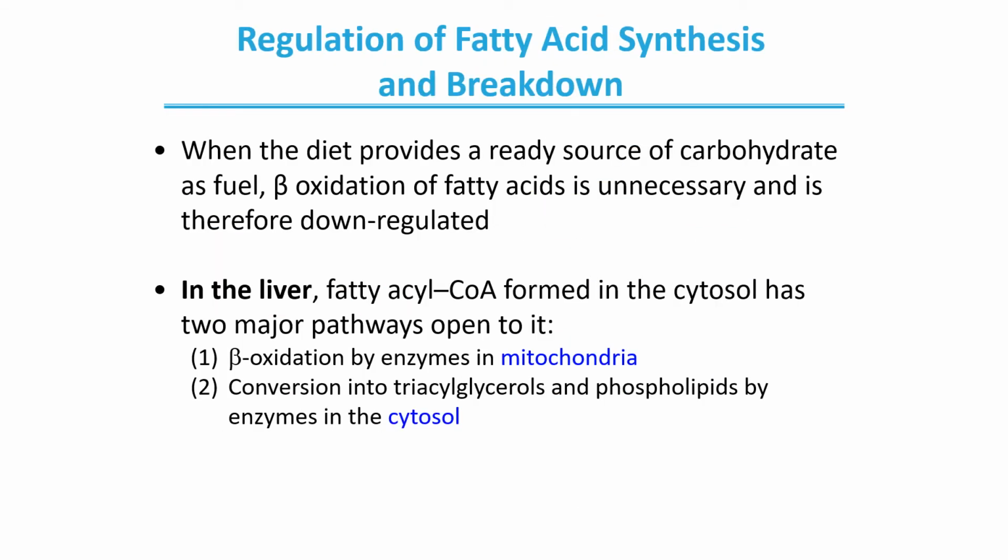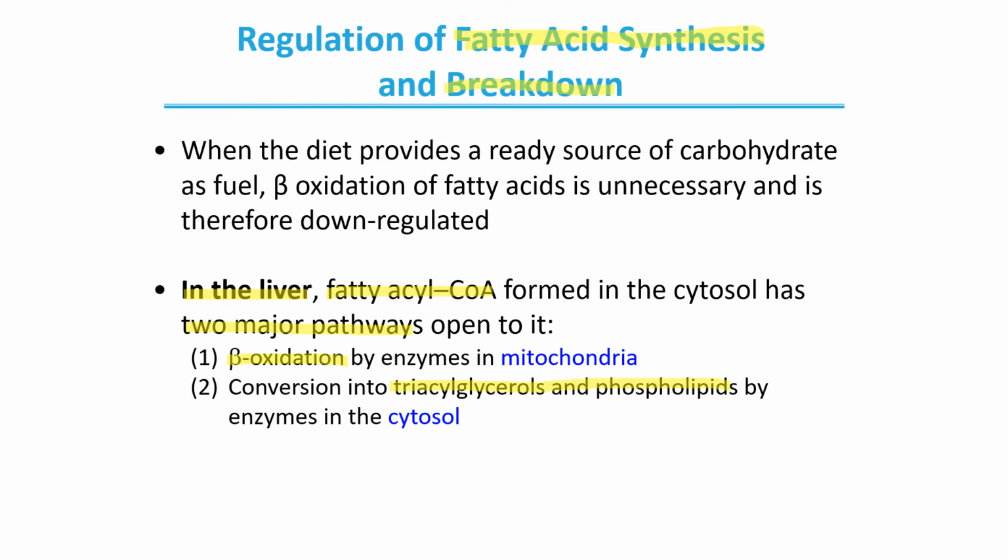Next up is the regulation of fatty acid synthesis and breakdown. How does the body control these two pathways of breaking and making the fatty acids? In the liver, the active fatty acid, or what we call fatty acyl CoA, has two major pathways, or it can go in two ways basically. If the body wants energy from it, we can beta oxidize it in the mitochondria and get energy from it. And if it's extra and the body does not require energy, we can convert it into TAGs and phospholipids, and we can store it for later use.